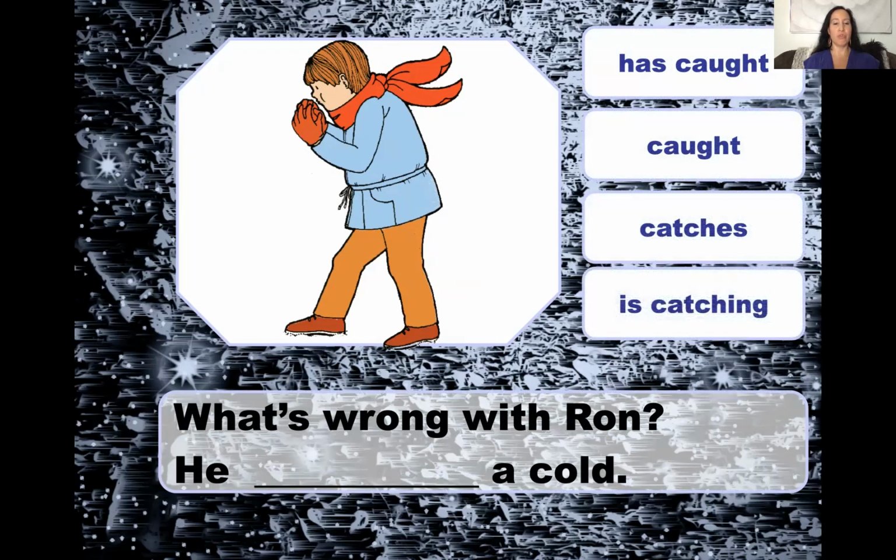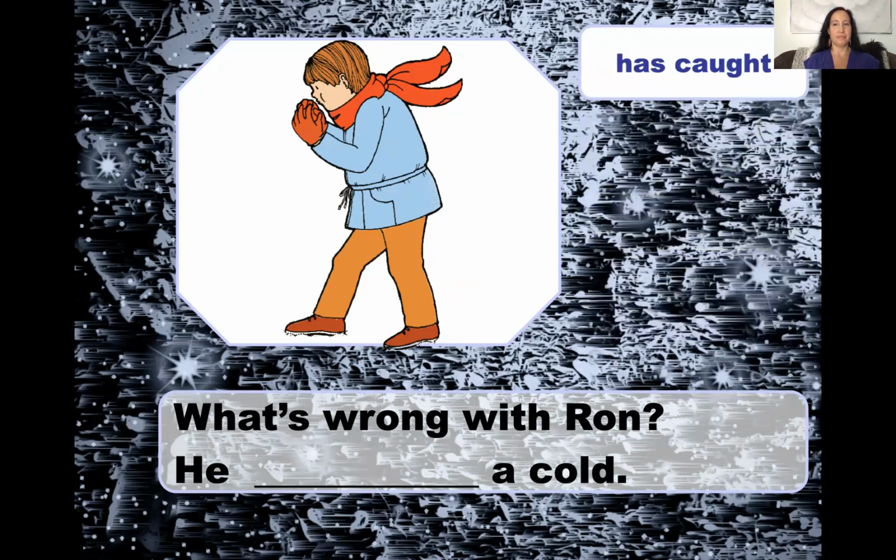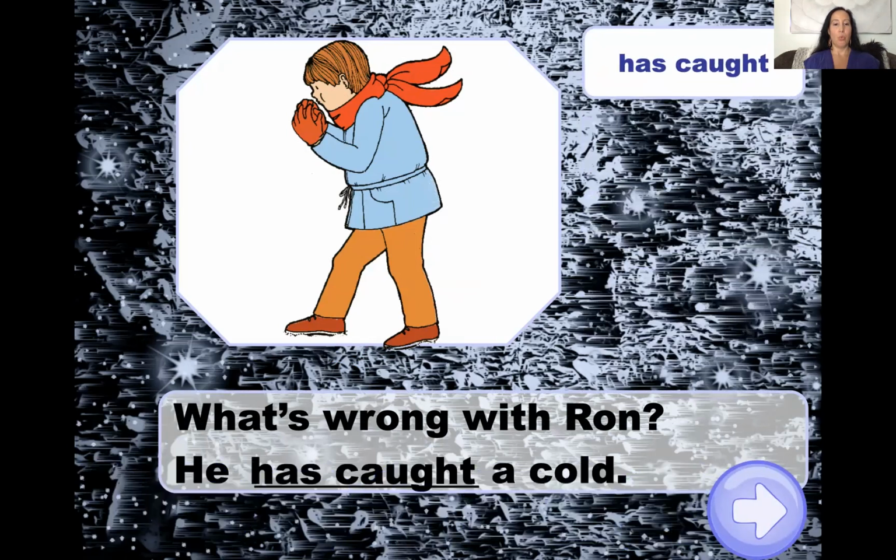What's wrong with Ron? He blank a cold. What should the answer be? What's wrong with Ron? He has caught a cold. So you notice has is the present tense and caught is the irregular past tense. Okay? So it's happening now, but he also caught it because he's sneezing and coughing.